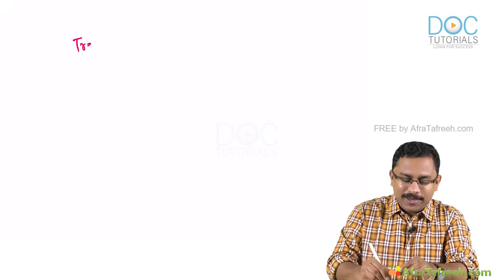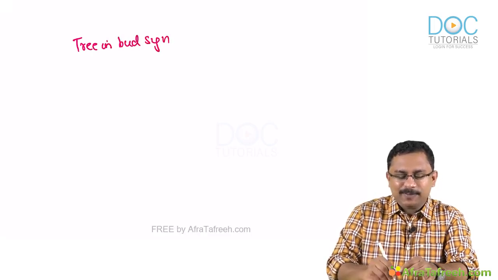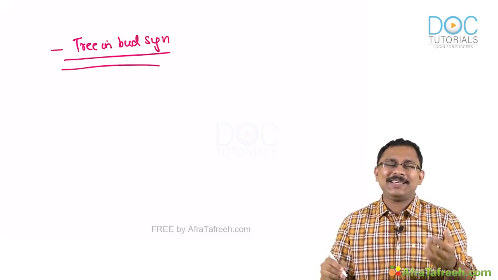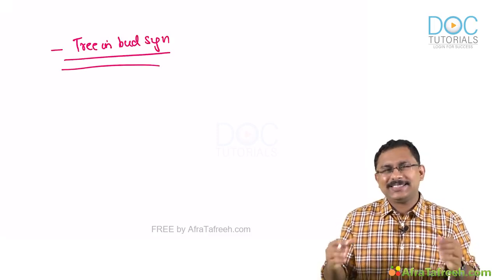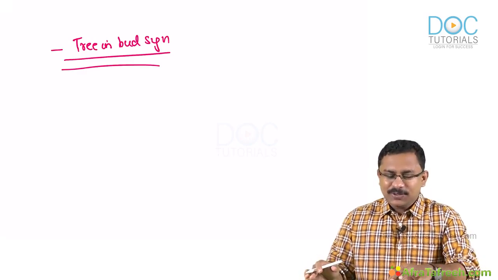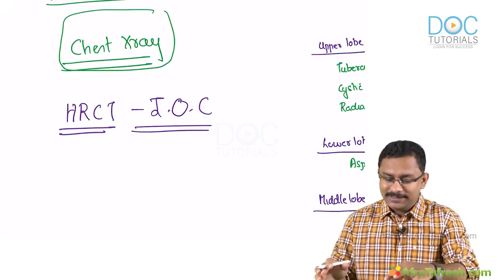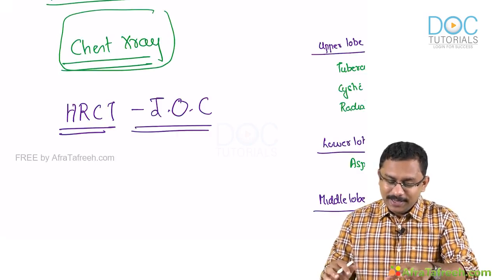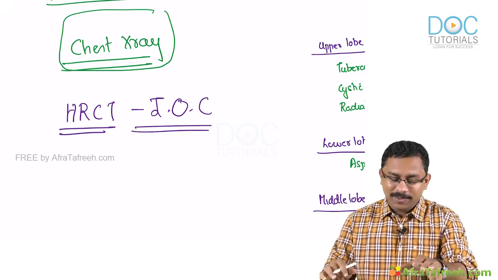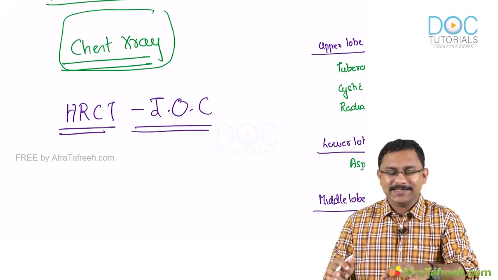Another radiological sign that you may get in bronchiectasis is the tree in bud sign. But again, it is not very specific for bronchiectasis. It may be seen in numerous other respiratory conditions like tuberculosis. So that is not that important. These are the important radiological findings in bronchiectasis, so you have got to keep that in mind. I told you the investigation of choice is going to be your HRCT.